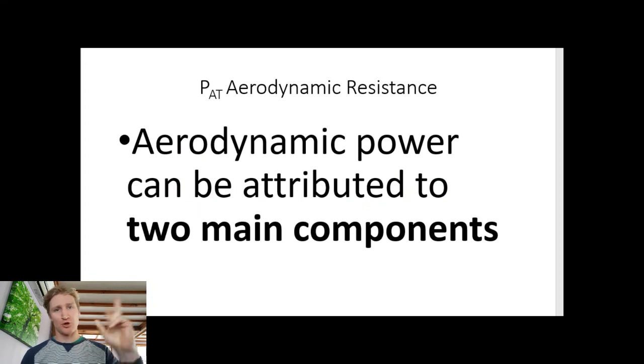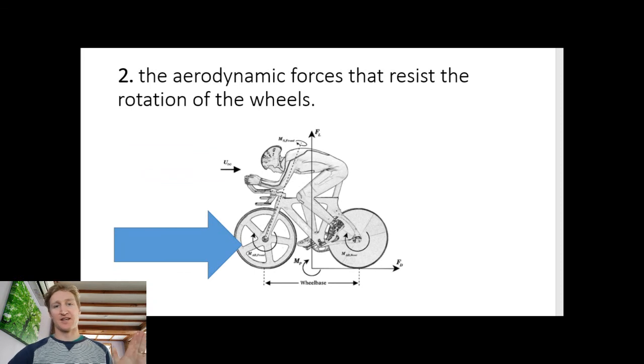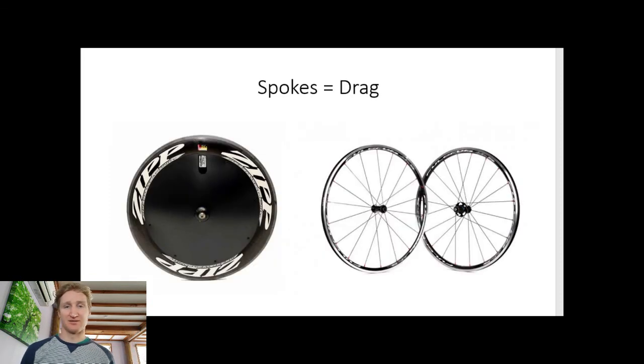Aerodynamic resistance is made up of two key components. The first being the wind. If the wind hits you, you need to produce more power to overcome that to maintain your speed. The second is the wind hitting your wheels. Okay, so in that sense, spokes equal drag. If you have a disc wheel, you have less drag. There's obviously different components to that. If the wind's crosswind, you're going to get blown off your bike. So generally you can afford to have a disc on the back, but not so much on the front.